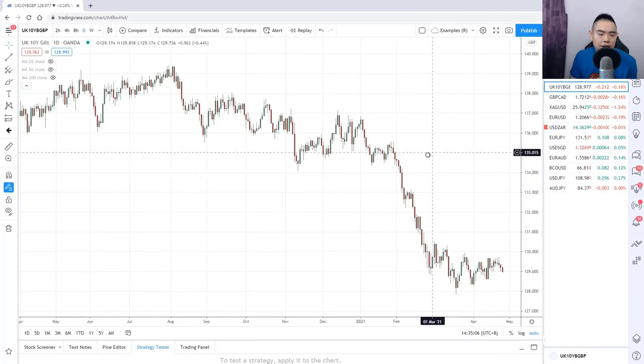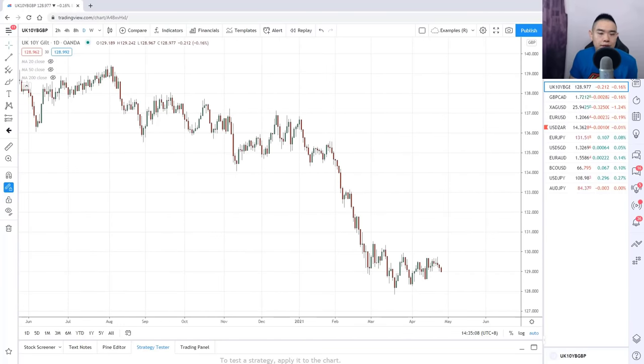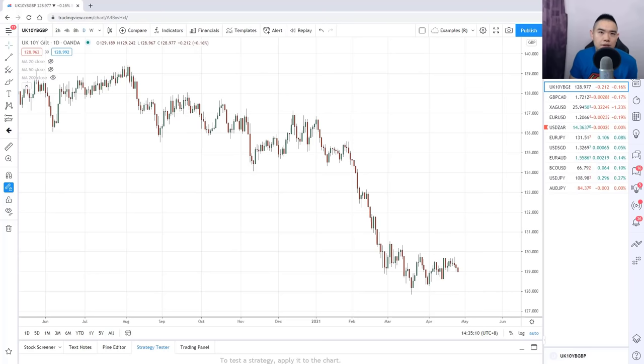So have a look at another example. UK 10-year gilt. If you look at this chart, is this in an uptrend, downtrend, or range? Looking from left to right, you can see this market making a series of lower high, lower high, lower high, and lower low, lower low, lower low.